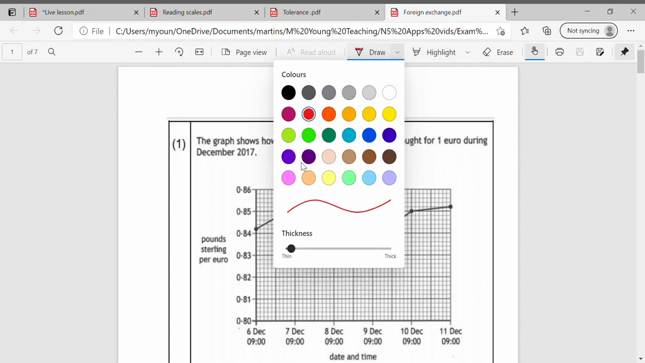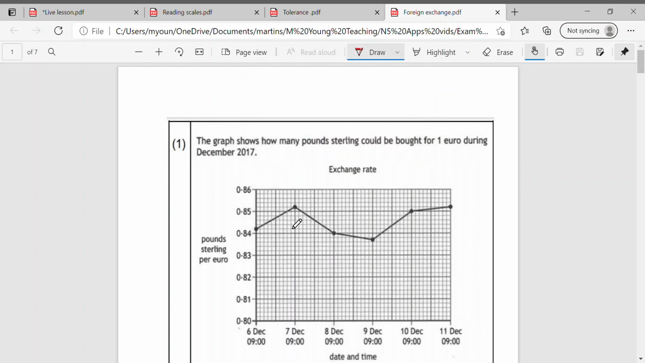Okay, so in this video we're going to take a look at foreign exchange questions, and you can get this topic specific worksheet on the National 5 Maths Applications website. So question number 1, now this question is definitely quite a challenging question, and I'll tell you why.